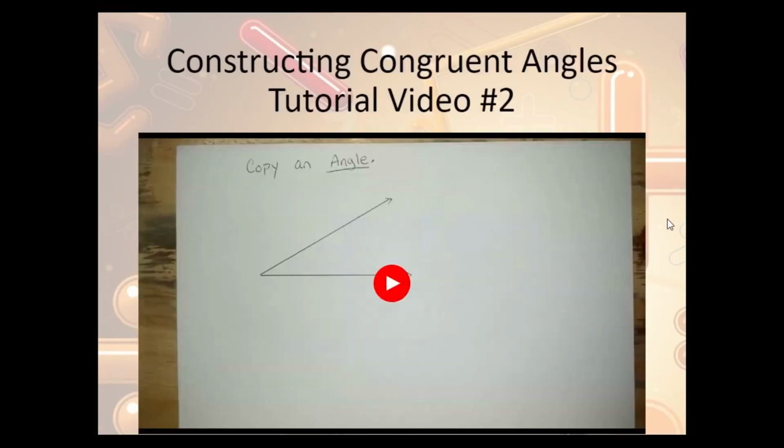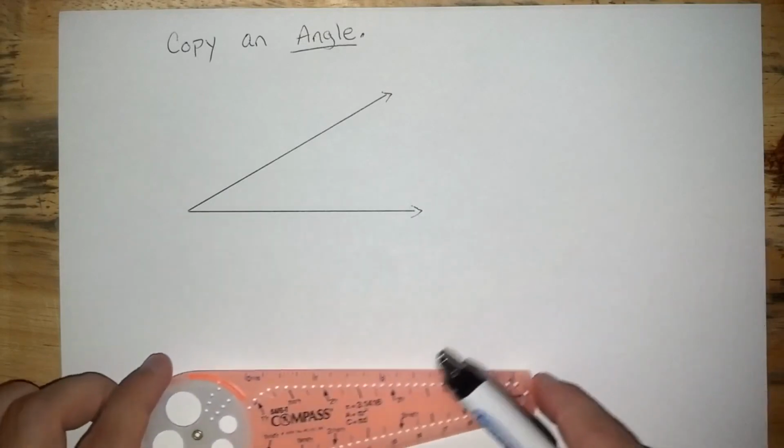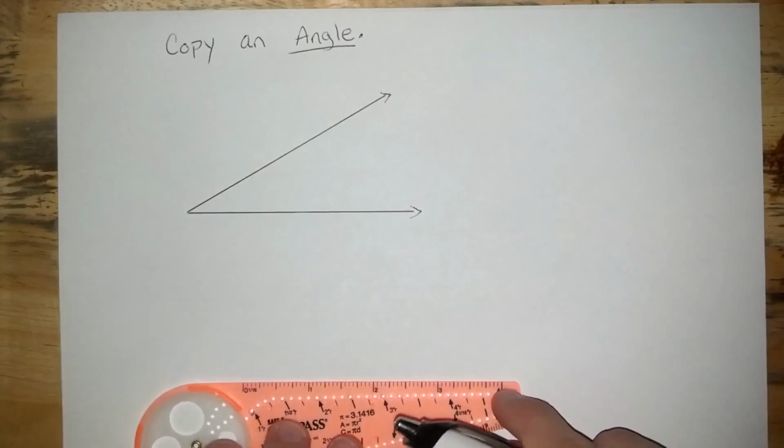Now there's a video here as well for you to watch on how to construct congruent angles using paper and a compass. So go ahead and watch that video as well. How to copy an angle using a safety compass. First, have an angle.